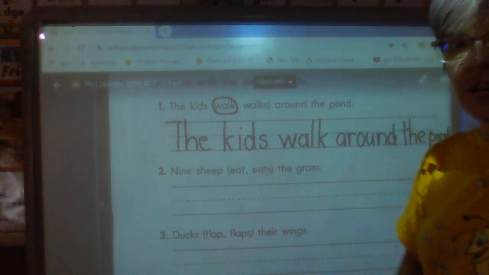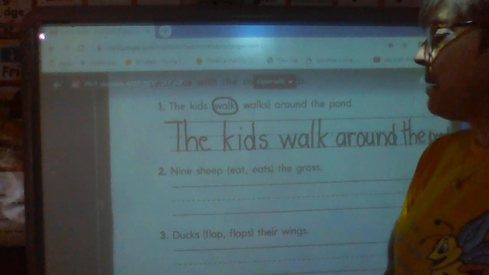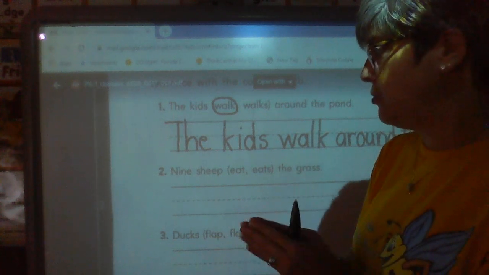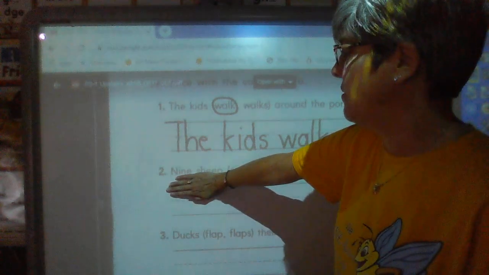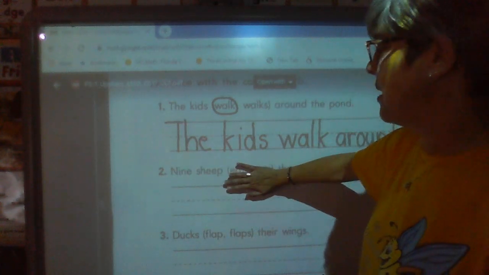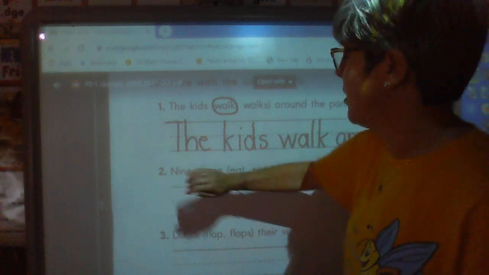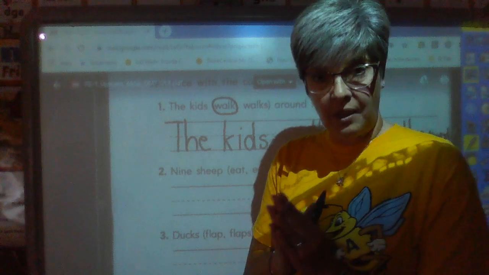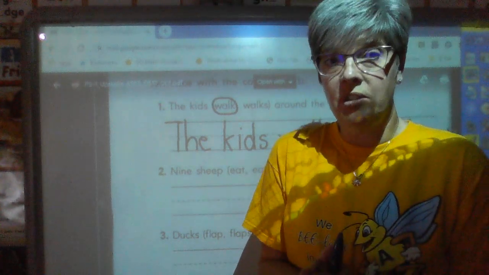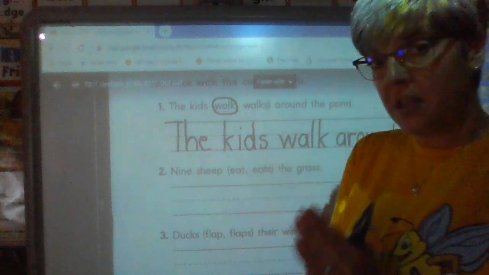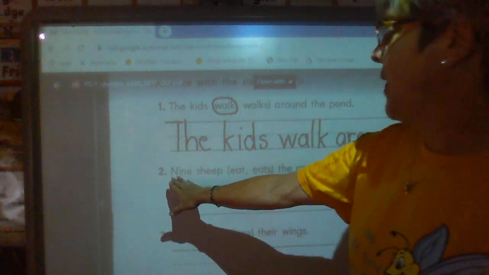Okay, let's take a look at our next sentence. Remember, we have to choose the verb that matches the subject. So the subject is the beginning of the sentence. The verb or the action word follows the subject. We have to have subject-verb agreement. A lot of times on these second grade, or most times, you can just tell by the way the sentence sounds if you have selected the right verb. So let's take a look at number 2.